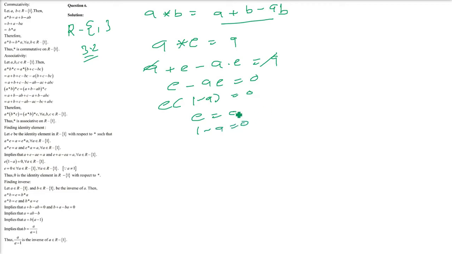So that is E equals 0 or A is equal to 1. But as I said, A cannot be equal to 1 because the set is R minus 1, not having 1. So A cannot be 1. So E has to be 0. That is, E, which is the identity element, is 0.